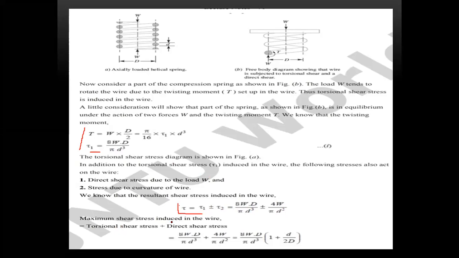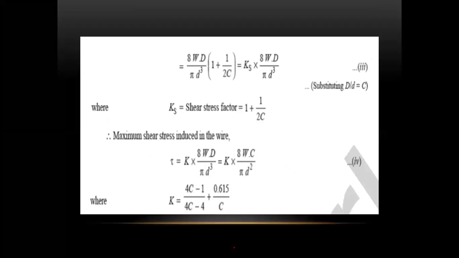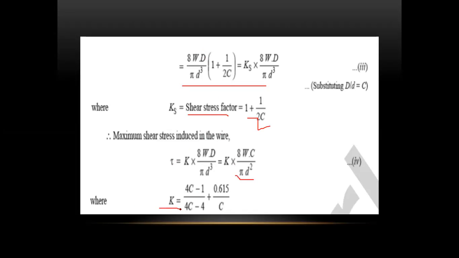Therefore, the maximum shear stress induced in the wire is torsional shear stress plus direct shear stress. So this is the formula. After substituting this, you get this. Substitute D by d equal to C. Therefore Ks is the shear stress factor, that is 1 plus 1 by 2C. The maximum shear stress induced in the wire is tau equals K into 8WD by pi d cube, where K is equal to this value.